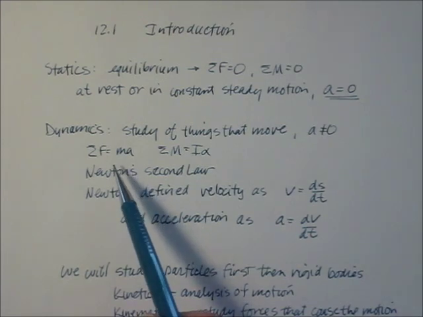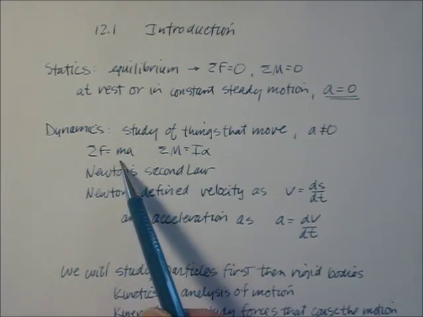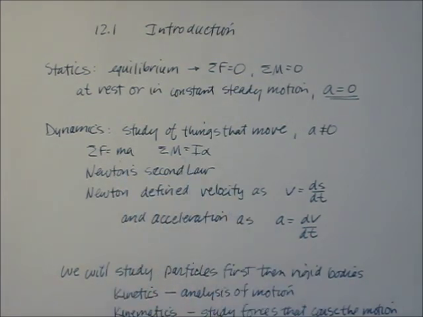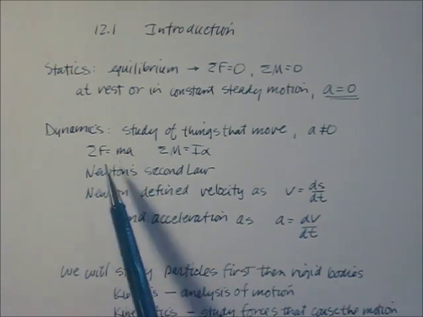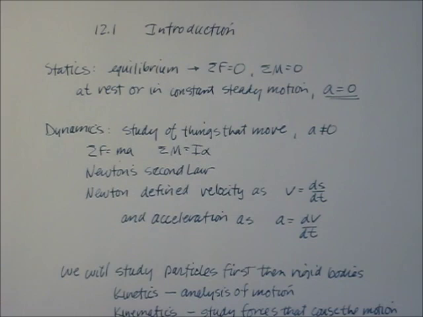So our equations that define our motion are the sum of the forces equals mass times acceleration, and the sum of the moments equals I alpha. We're going to talk about this equation in the latter half of the course. But in the first half of the course, we're going to be talking about particles that are under forces and accelerations. We're going to start with Newton's second law.